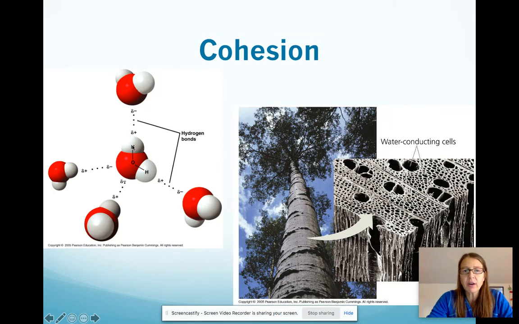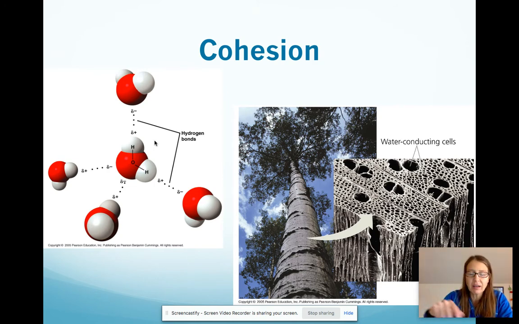Because water's polar, it can form hydrogen bonds with other molecules, because the positive end of the hydrogens are attracted to the negative ends on the oxygen of a different water molecule. So water molecules are attracted to each other because they're polar, and that forms hydrogen bonds. Cohesion is the attraction of one water molecule to another. You know how you can overfill a glass where it's got that surface tension over the top? That's because of cohesion.